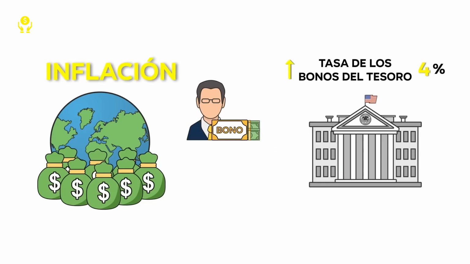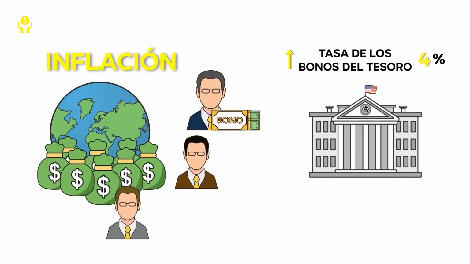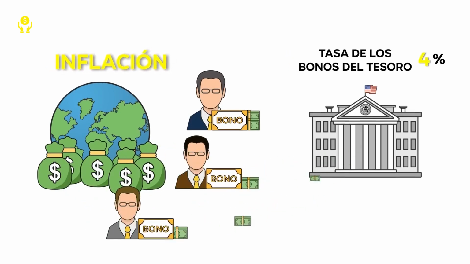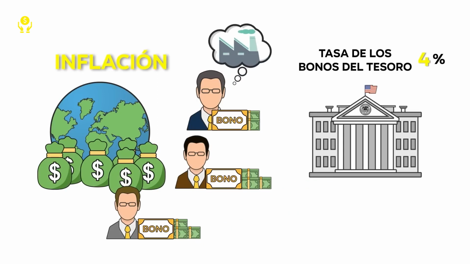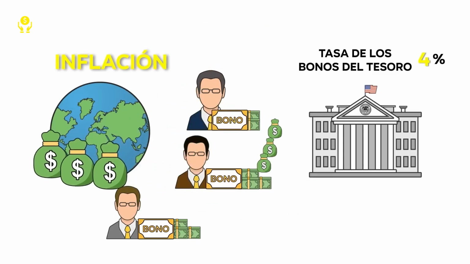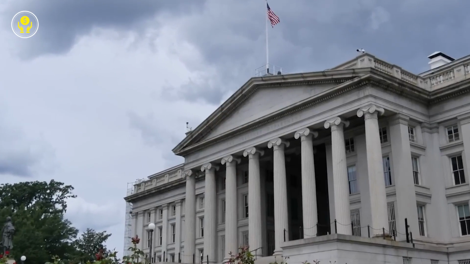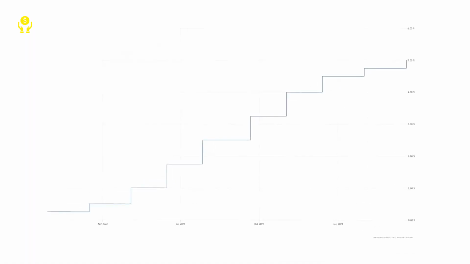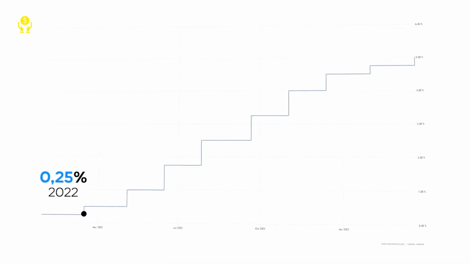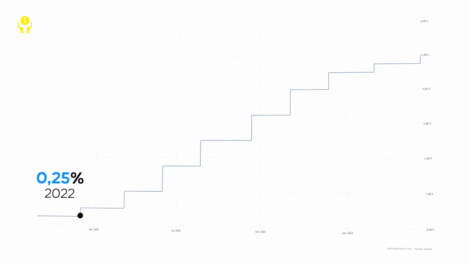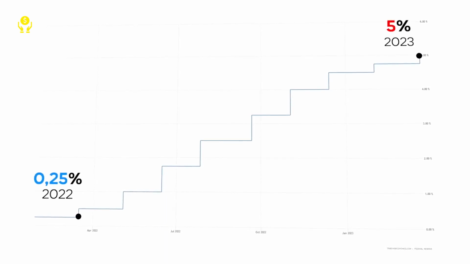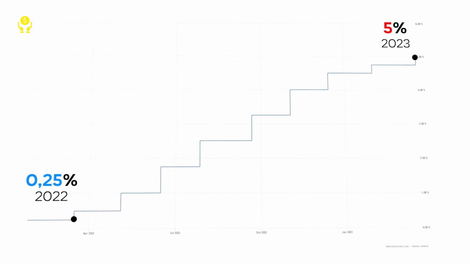By increasing the interest rate, the government provides investors with higher returns for lending them money, and that's why investors choose to give their money to the government instead of investing it in companies. When investors lend money to the government, the Federal Reserve removes that money from the economy, thereby reducing inflation. The Federal Reserve has been significantly increasing the interest rates of Treasury bonds, from 0.25% in early 2022 to 5% after the latest hike in March 2023.